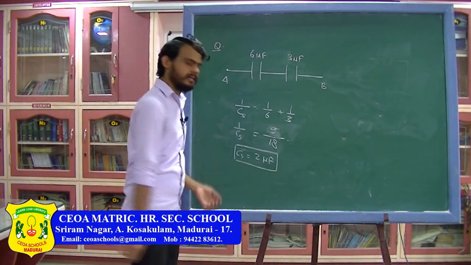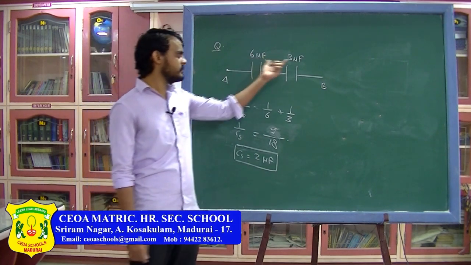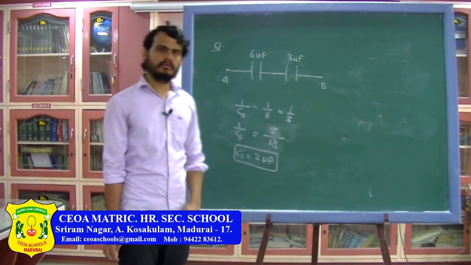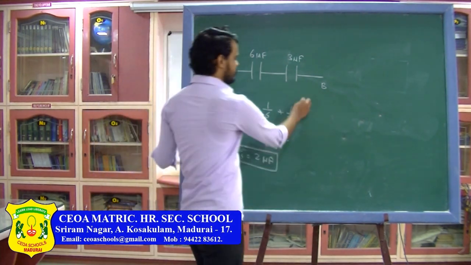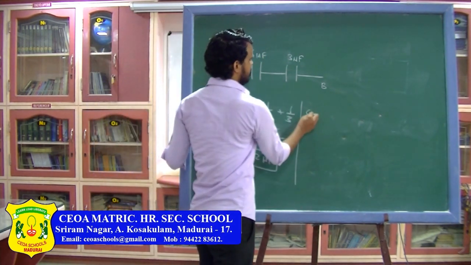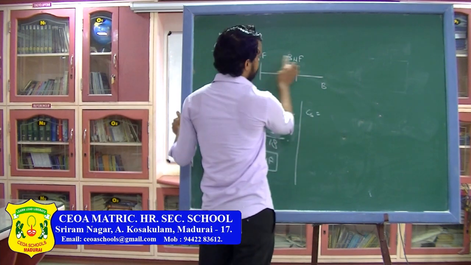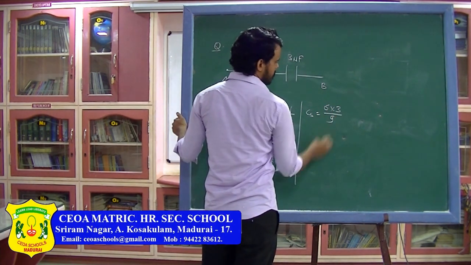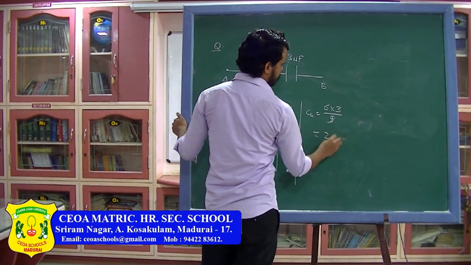So here the equivalent capacitance, if two capacitors of 6 and 3 microfarad are connected in series, is 2 microfarad. You can directly find this also. Here only 2 capacitors are there, so Cs can be written as C1 C2 divided by C1 plus C2, which is 6 into 3 divided by 9. So this will be equal to 2 microfarad.